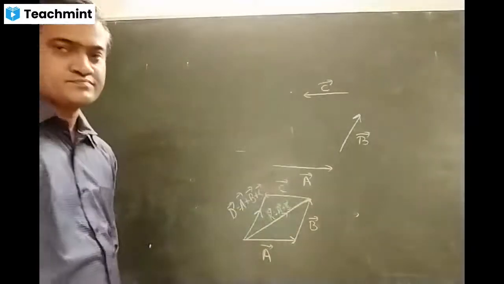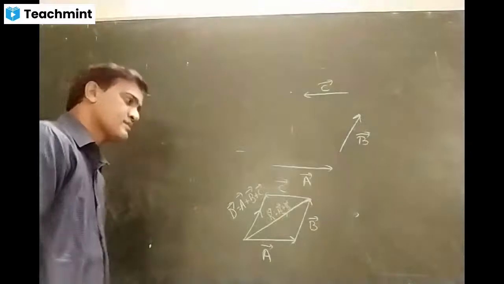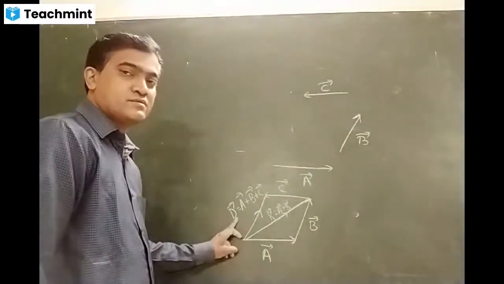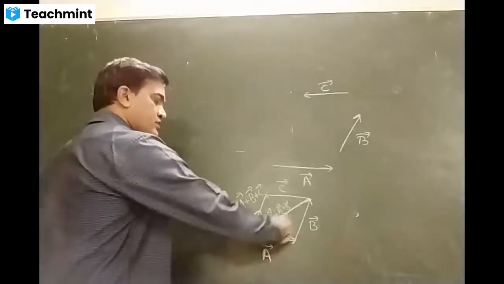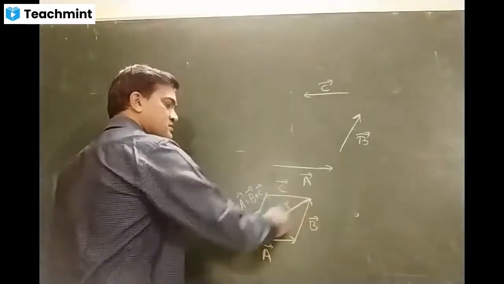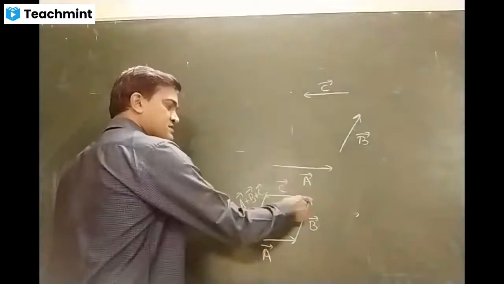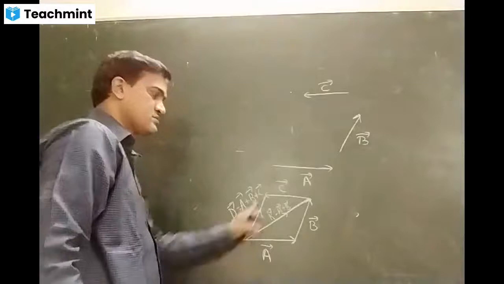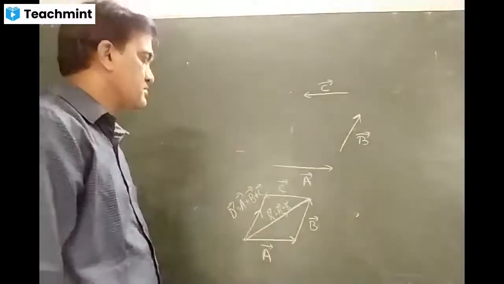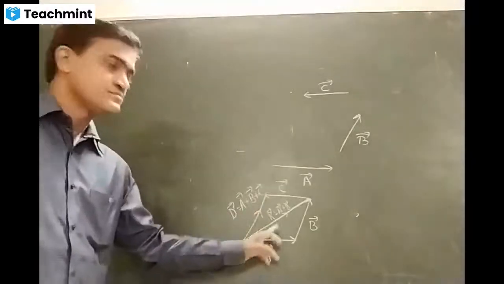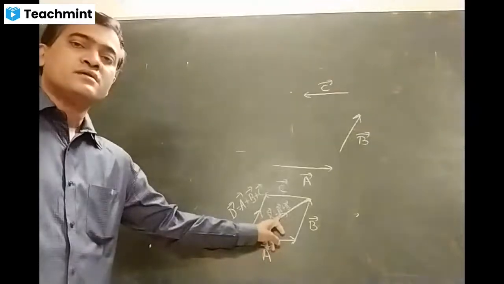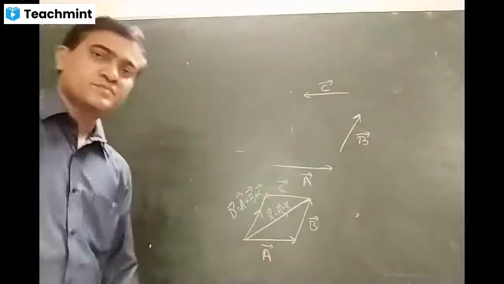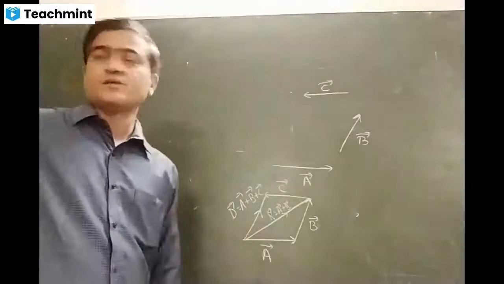D bar equals R bar plus C bar. If I treat this as the first vector and C bar as the second vector, then the resultant D bar is R bar plus C bar. But what is R bar? R bar is nothing but A bar plus B bar. So in both ways you can do.